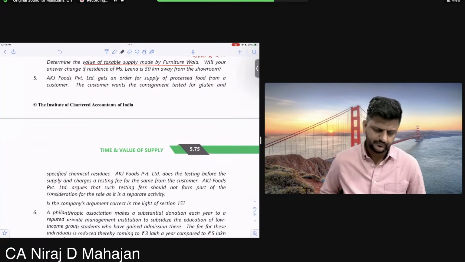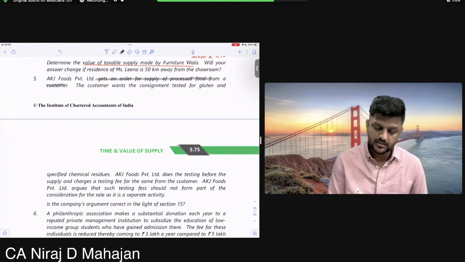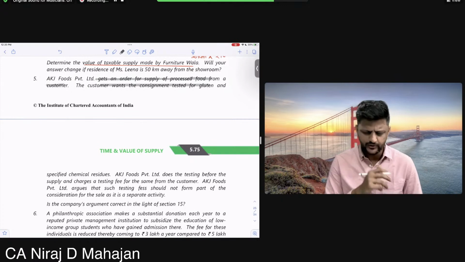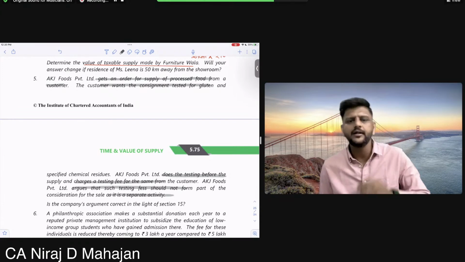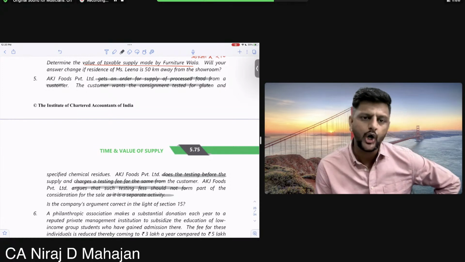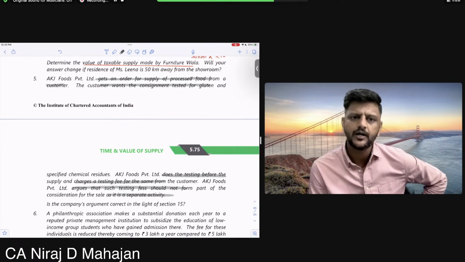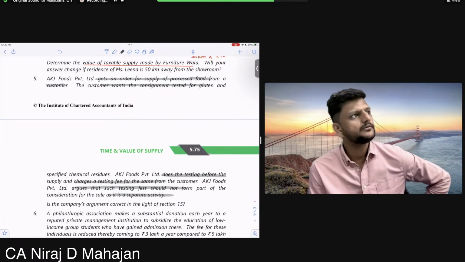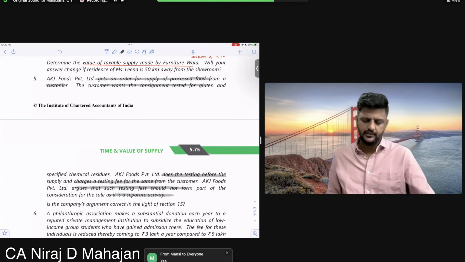AKJ Foods Limited gets an order for supply of processed foods from a customer. The customer wants the consignment tested for gluten and specified chemical residues. AKJ does the testing before supply and charges a testing fee for the same. AKJ argues that such testing fees should not form part of the consideration for sales since it is a separate activity. Anything done for the purpose of supply, on or before supply or on or before delivery, is part of the value of supply, children. Yes, right? Tell me quickly, all of you. Okay till here? So it is part of supply. Clear?